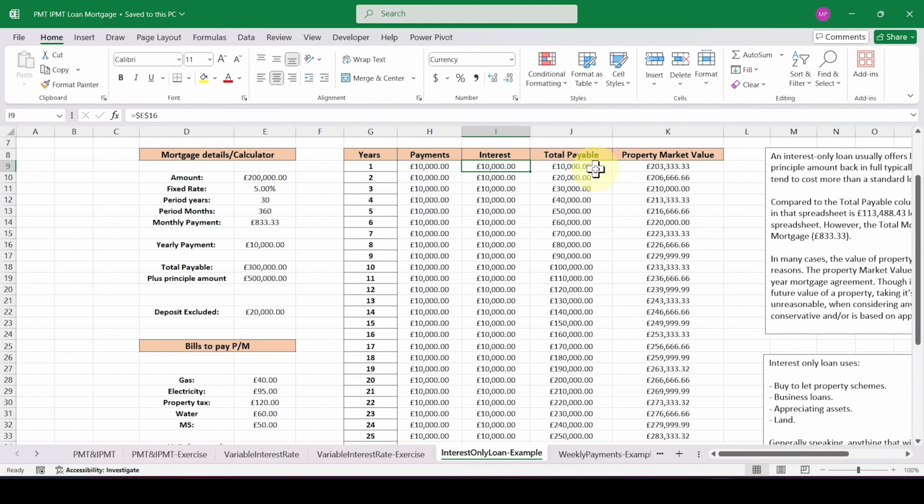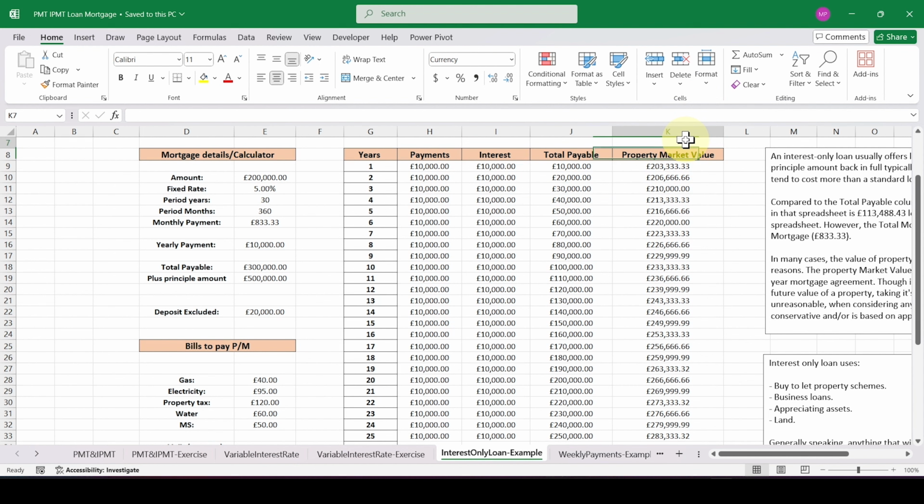So just looking at the rest of these figures, we have the payment, interest, and of course the interest and payment is going to be the same because it is an interest only type of loan. Then we just have an increase each year as to how much is being paid, and this is quite easy to work out. 10,000 the first year, 20,000 the second year, and 30,000, etc. So it just goes up in tens.